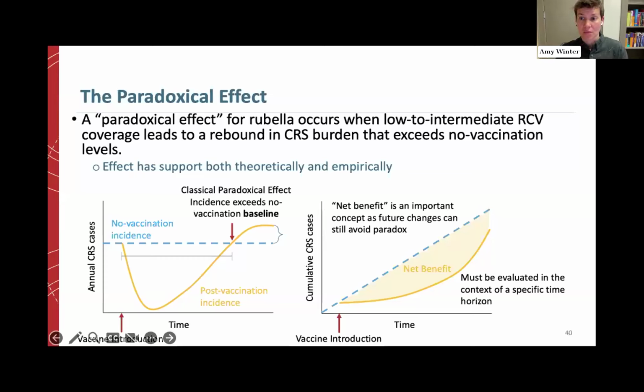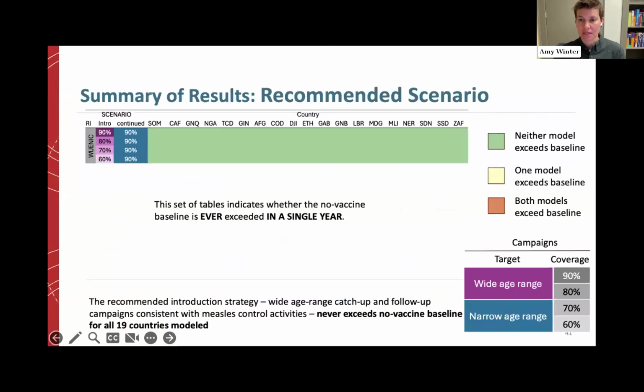So those results represent findings based on this right-hand figure, which is the lower bar. But we also need to be concerned about the possibility of exceeding the no vaccine baseline in any individual year and the time between introduction and when that happens. And so the next set of figures will illustrate the likelihood of annual CRS burden exceeding the no vaccination baseline at any point into the future. Next slide. Here we are showing these results in the same tabular format.